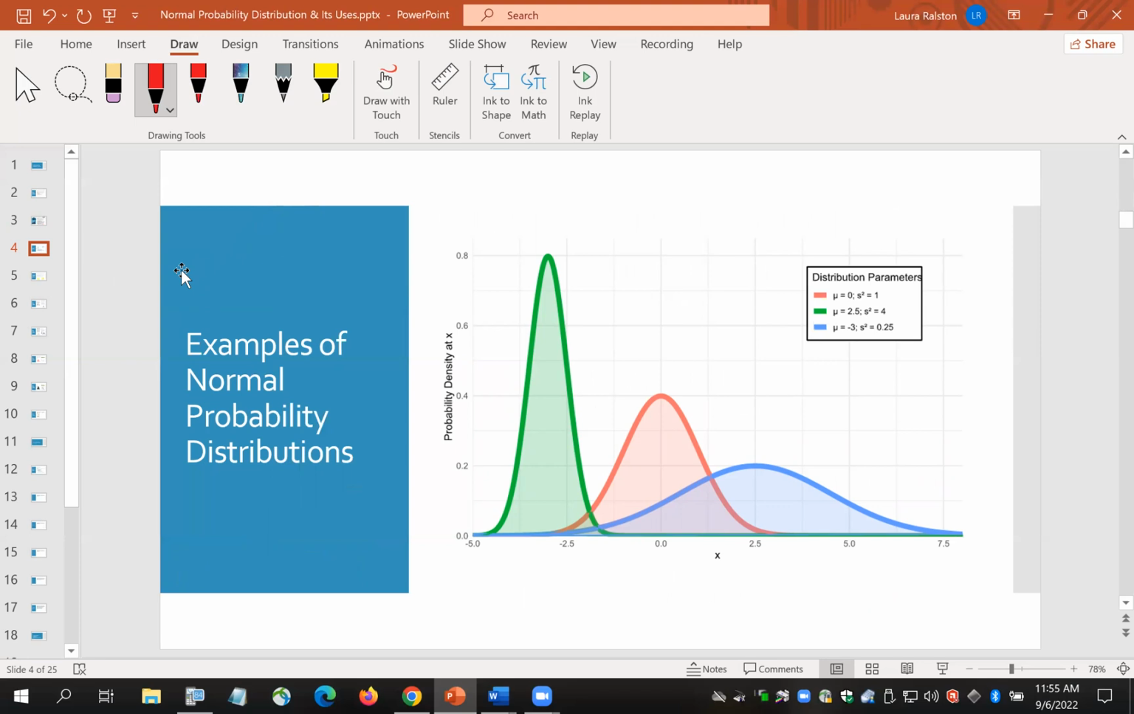Look, these are 3 different normal distributions. The red one has a mean of 0 and a standard deviation of 1. The green one has a mean of 2.5 and a variance of 4, excuse me, not standard deviation. So there's 3 different ones just right there. But guys, again, think about it. I can use any value for the mean, and any value for the standard deviation, except 0, in any combination. So there are an infinite number of normal probability distributions. This is just an example of 3.